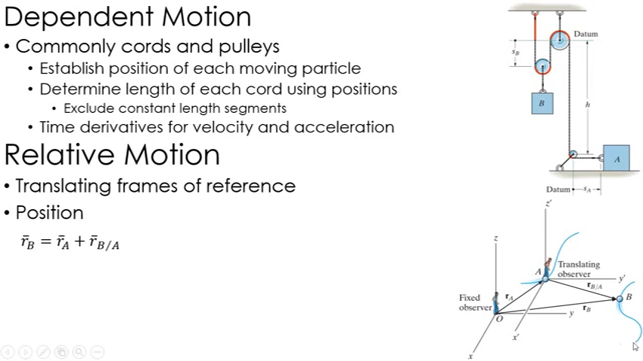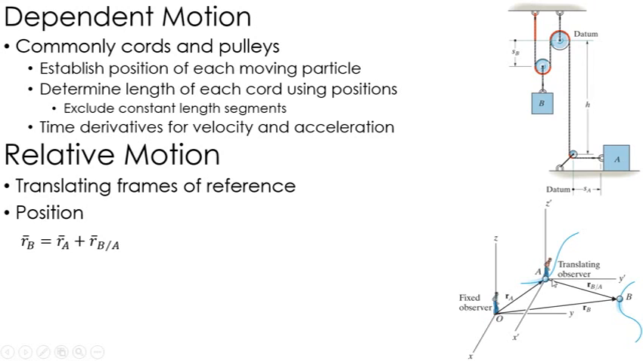So A and B are both moving. This guy's just hanging out at O. That's the origin, that fixed point that we typically think about. But A is moving, B is moving, and I want to know essentially the relative motion between A and B. So we define position first of all as the position from A to B, and we write that like this. This B/A is the position of B with respect to A.